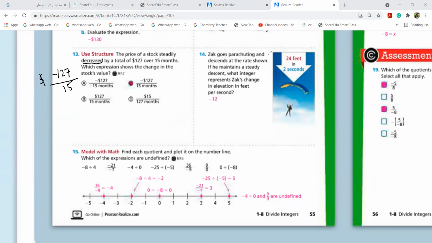Zach goes parachuting and descends. Descend means coming down. 24 feet in 2 seconds. So that's why descent means it's coming down by 2 seconds. Time will never be negative. Will time be negative? No. So that's why your answer is minus 12.